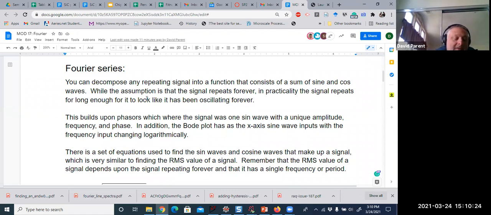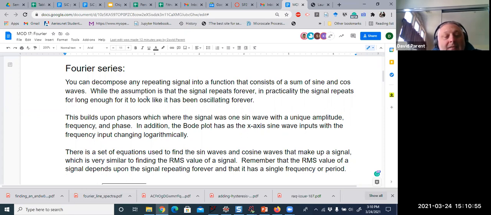And that's kind of the opposite of what we're doing with the Laplace transform, where we assume nothing is happening before time equals 0, right? So what we have to do is come up with the DC offset and the sines and the cosines to do that. And we'll do that mathematically and intuitively.